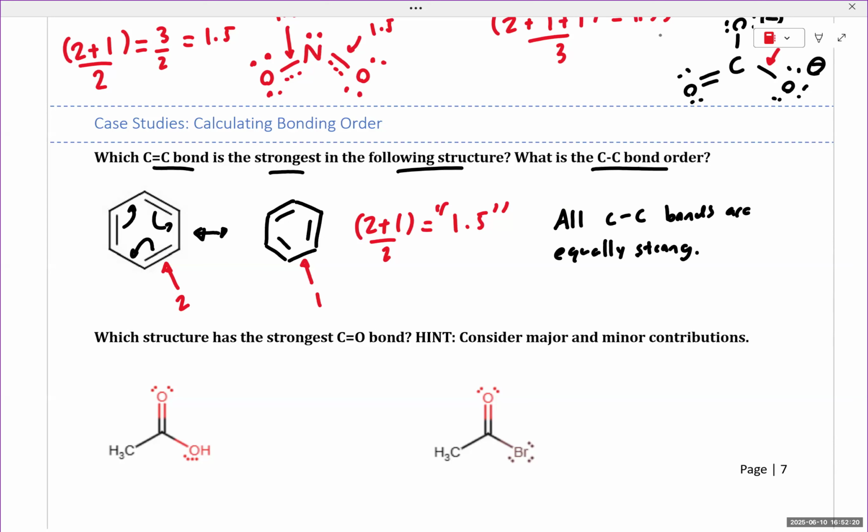This is a pretty common characteristic of benzene and other aromatic rings, where in essence these pi electrons are spread across this aromatic pi system, and thus all of the carbon-carbon bonds have the same bond order.